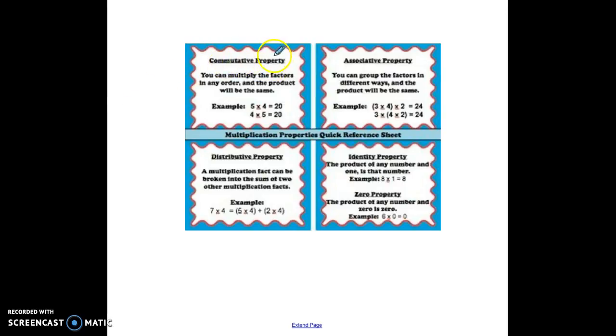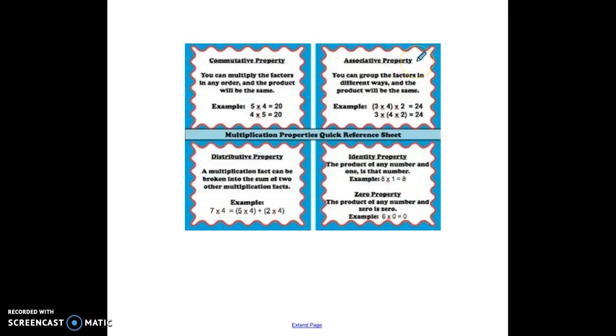Remember the commutative property. It says you can multiply the factors in any order and the product will be the same. So I can say 5 times 4 equals 20 or 4 times 5 equals 20. My order of which I multiply does not matter. I get the same answer. We call that the commutative property.